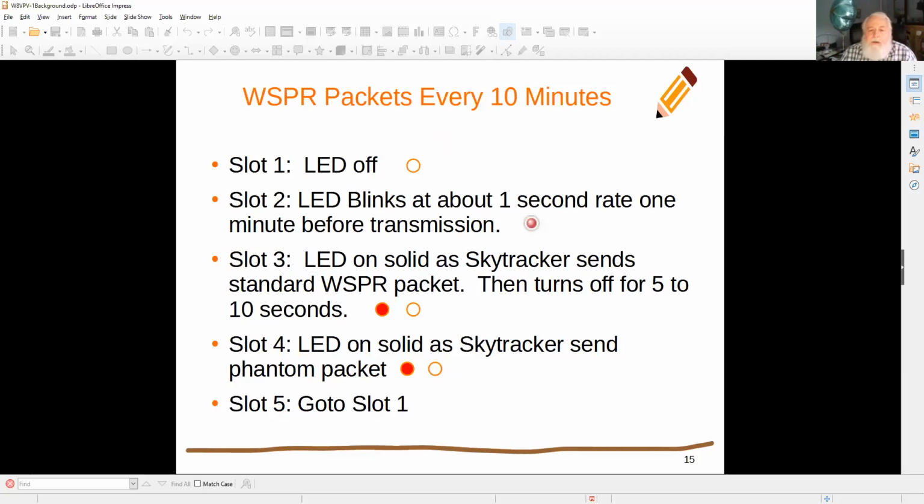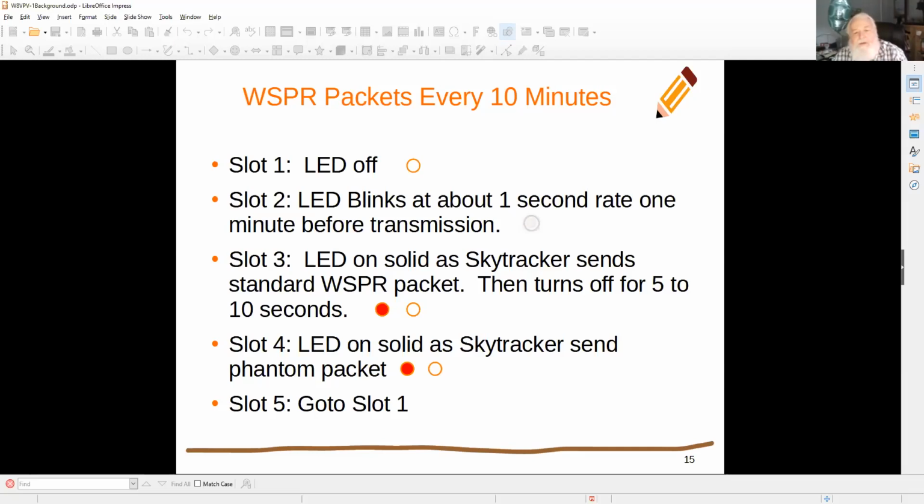And then you move on to slot 2, and in slot 2, the SkyTracker is sending the standard WSPR packet. So it's sending the call sign, a 4-character grid square here, and it's sending power. But the power is actually bogus, and we'll see what it is. The power portion is not truly the power that's being transmitted. Then it goes off for about 5 to 10 seconds, maybe 15, waiting for the next 2-minute frame here.